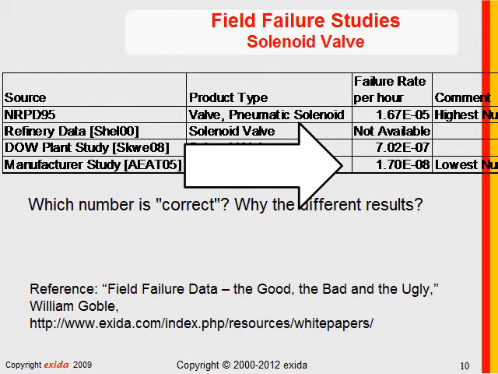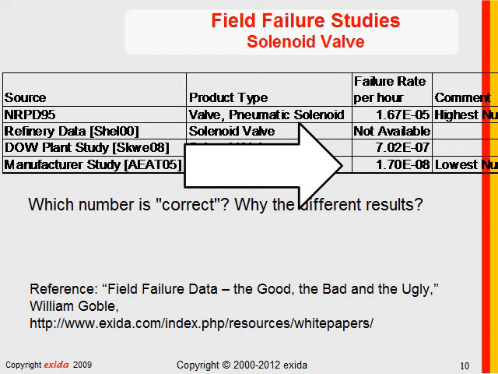Saying that, however, does not change the fact that we have to answer some questions. If we look at all these sources of data, and here's another set on a solenoid valve, and this is even worse because there's several orders of magnitude difference here between the highest number and the lowest number. Which number is correct? Why do these numbers vary by orders of magnitude?